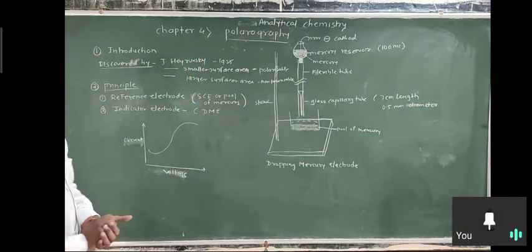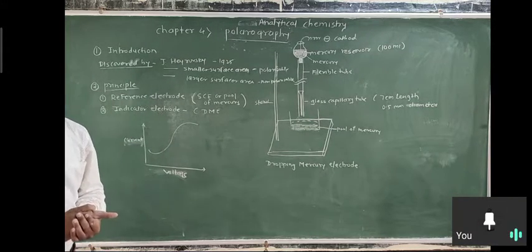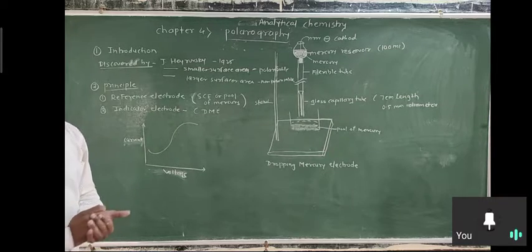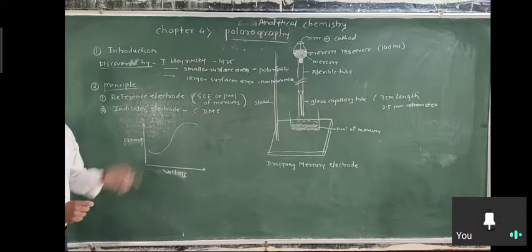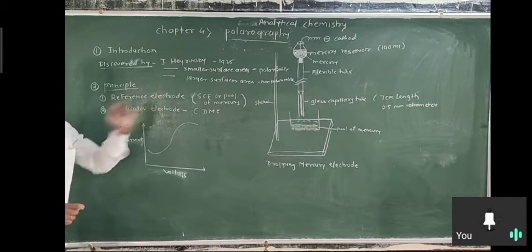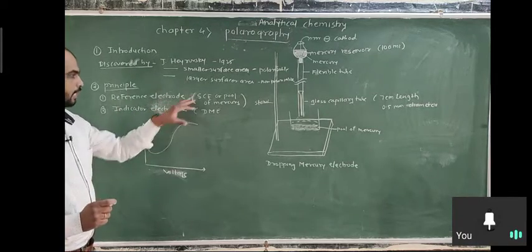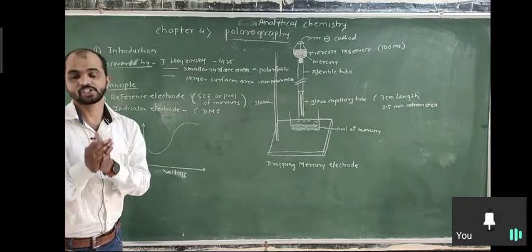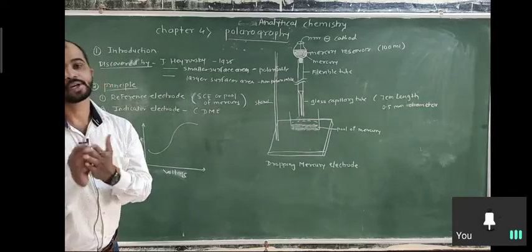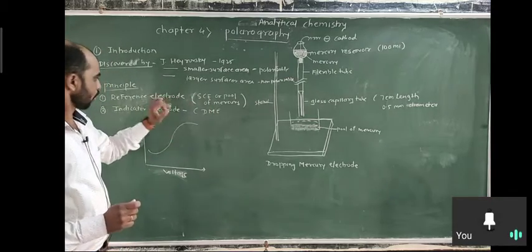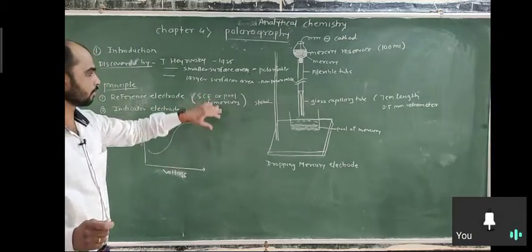The second point is the principle. We are going to discuss how this technique is used and which principle is behind it. The principle says two electrodes are used. One electrode is the reference electrode, the second is the indicator electrode. The reference electrode is the electrode which has the larger surface area. Secondly, it is non-polarizable, and the example of the reference electrode is the saturated calomel electrode or pool of mercury.